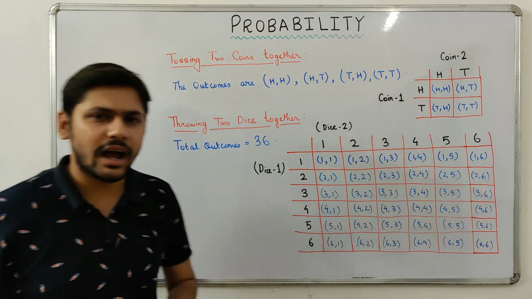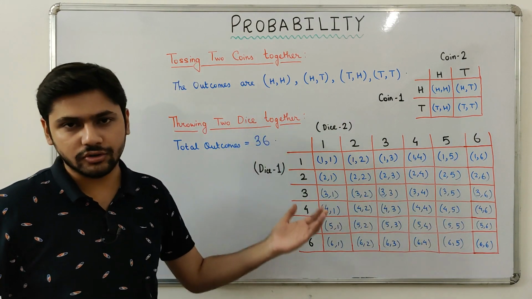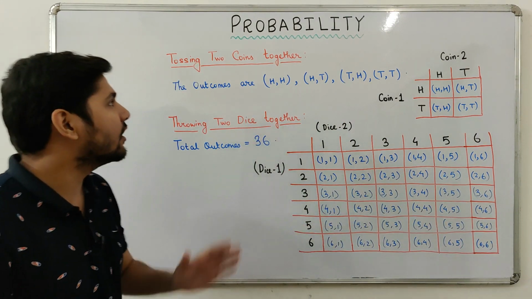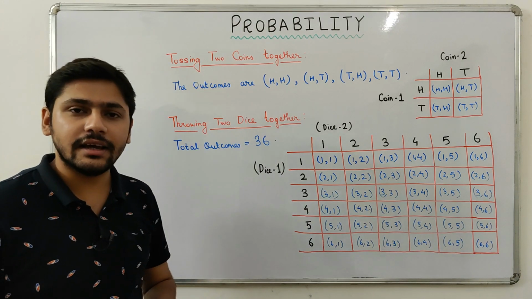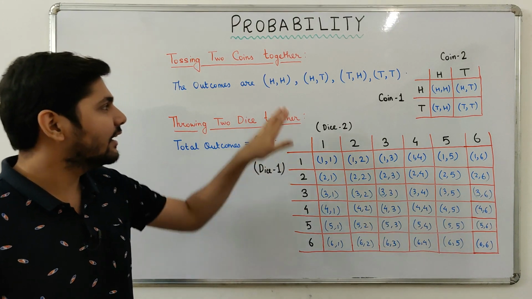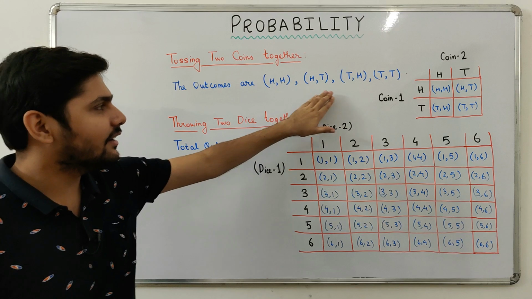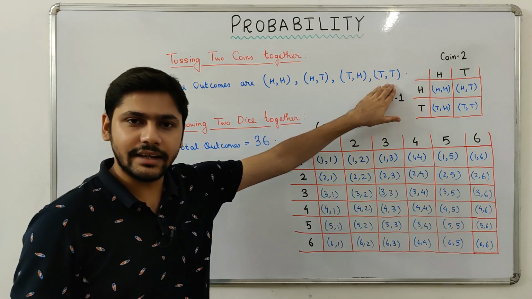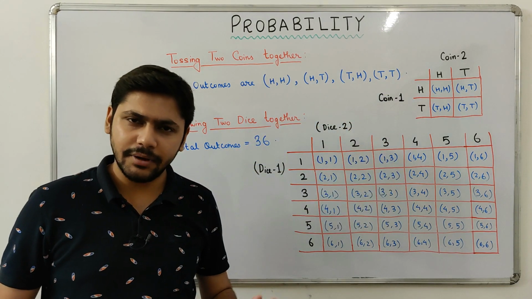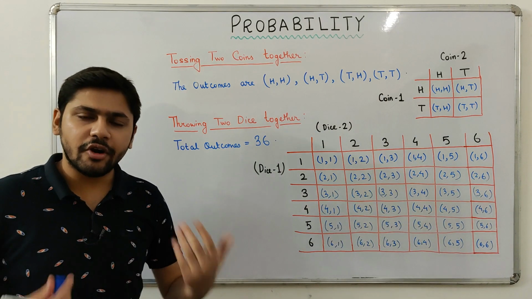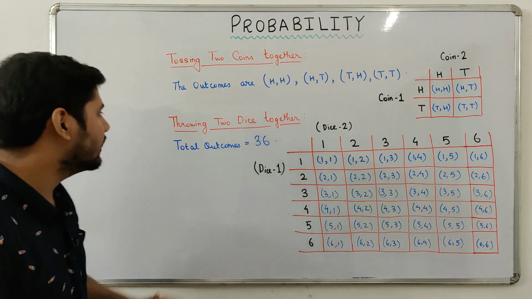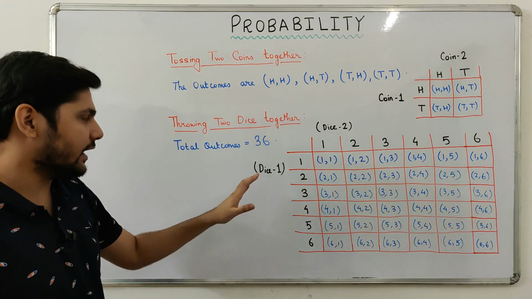Okay, sums are asked based on this also. So we need to understand that when 2 coins are tossed together, there are 4 outcomes, which are head, head; head, tail; tail, head; and tail, tail. Easy, simple. Now moving on to the next concept, we have throwing 2 dice together.